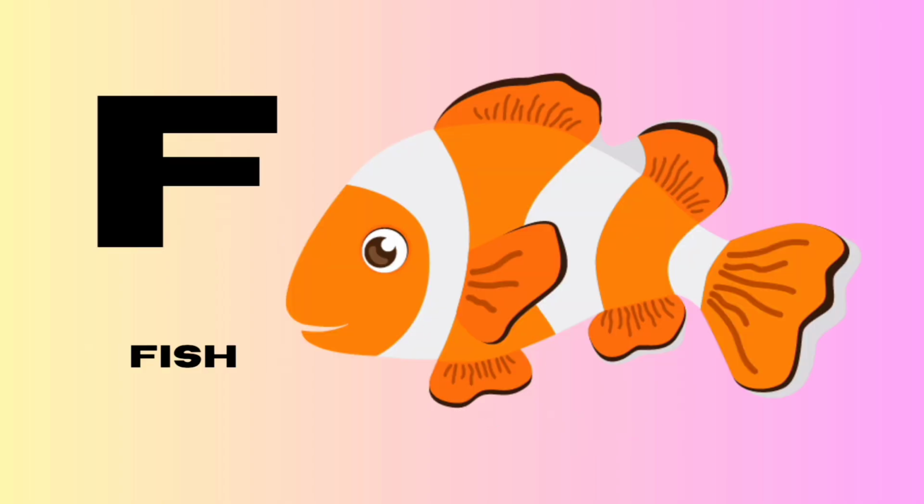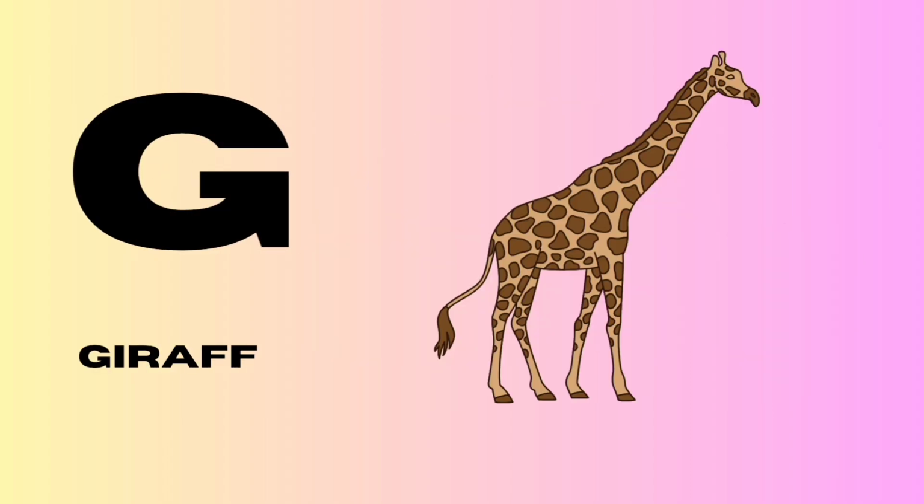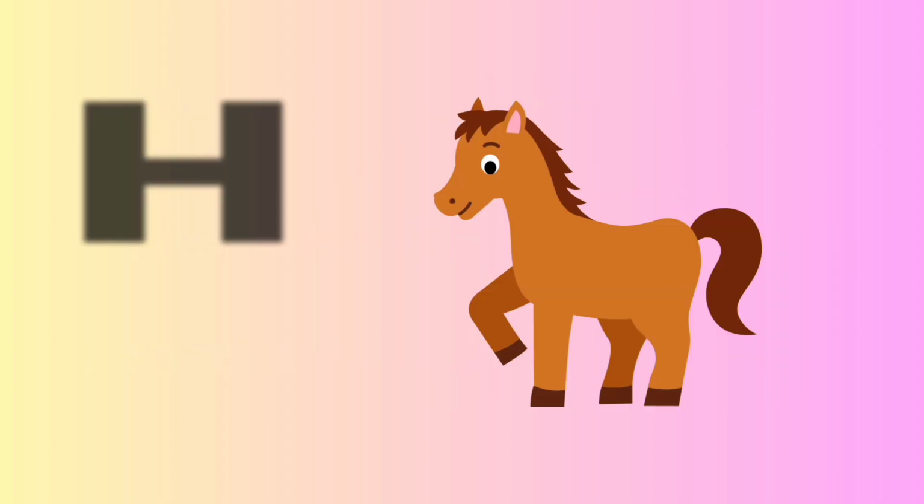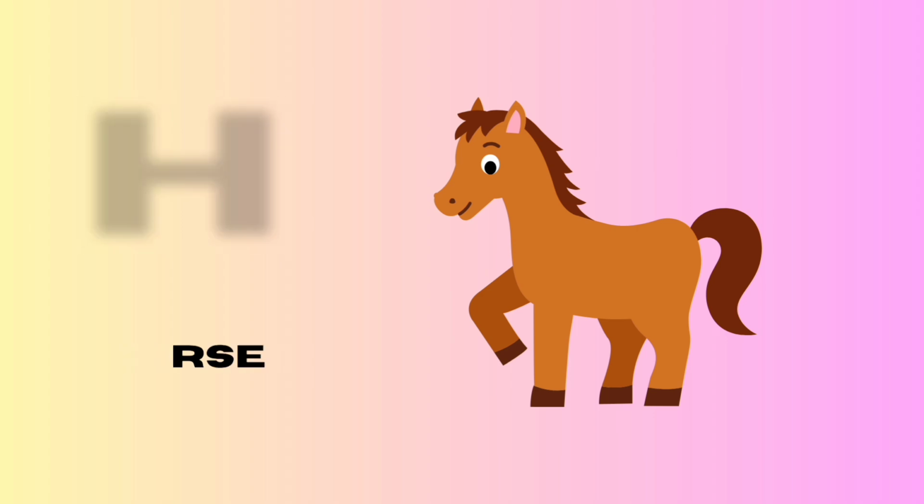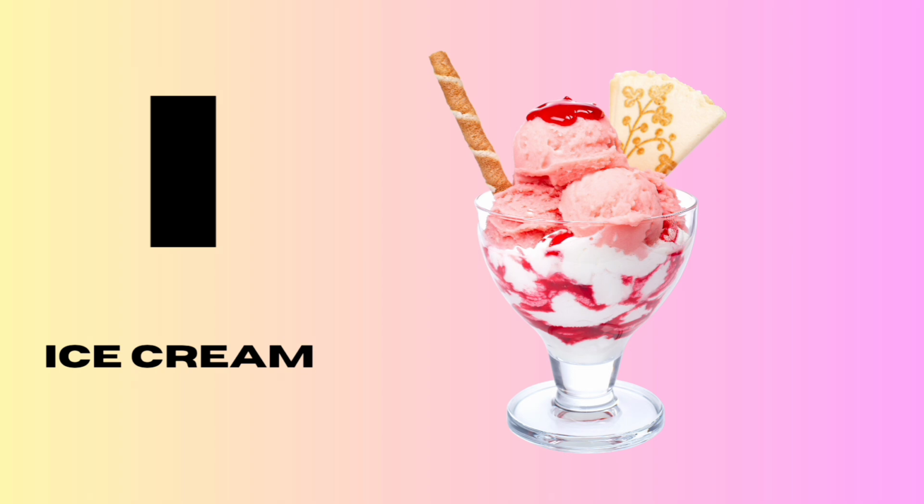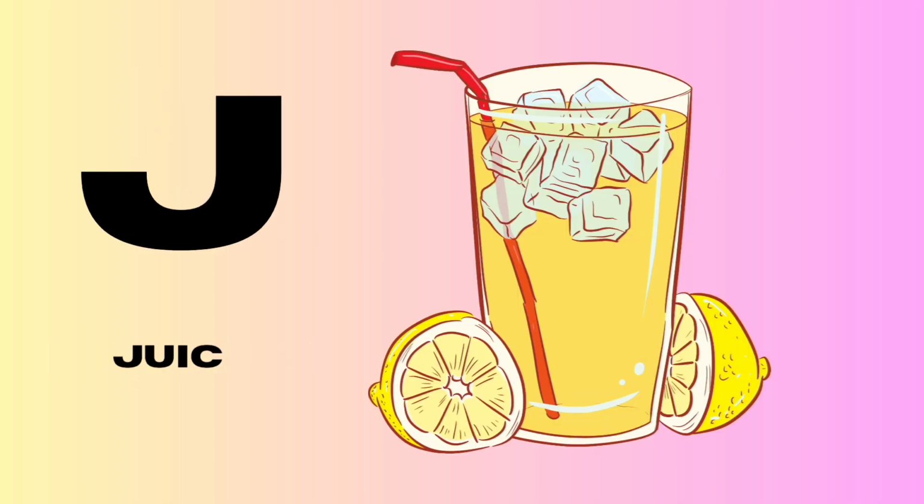F is for fish. G is for giraffe. H is for horse. I for ice cream. J is for juice.